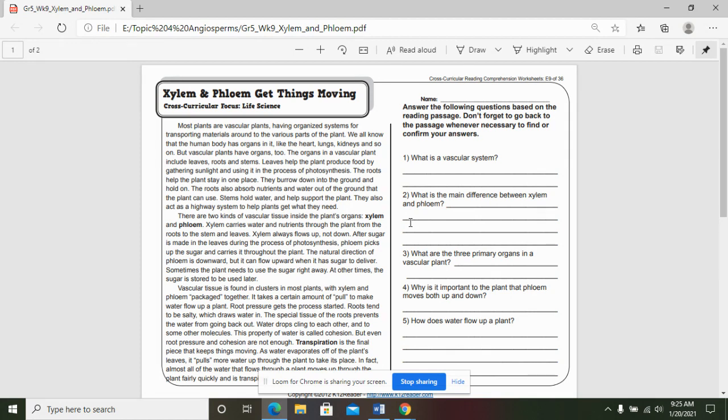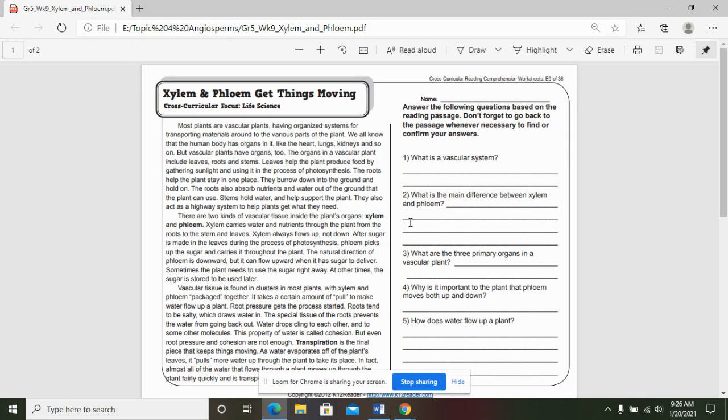It takes a certain amount of pull to make water flow up a plant. Root pressure gets the process started. Roots tend to be salty, which draws in water. The special tissue of the roots prevents the water from going back out. Water drops cling to each other and to some other molecules. This property of water is called cohesion, but even root pressure and cohesion are not enough.